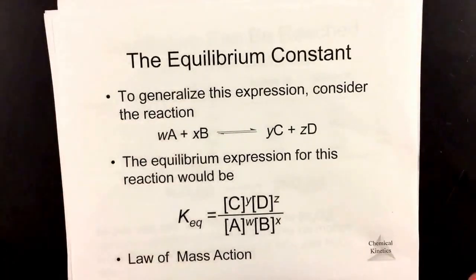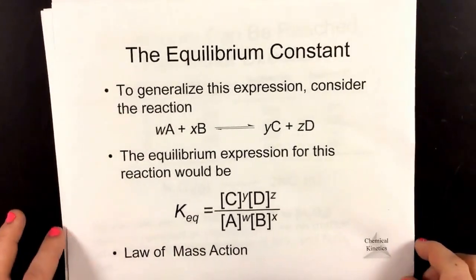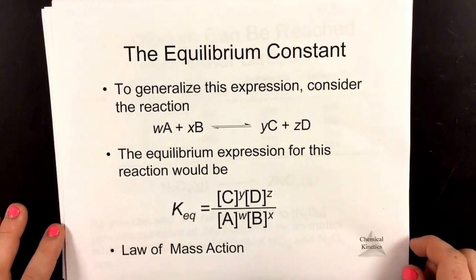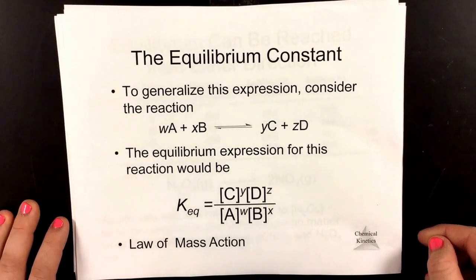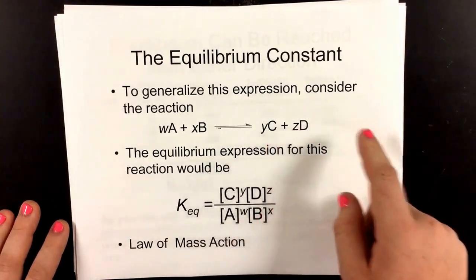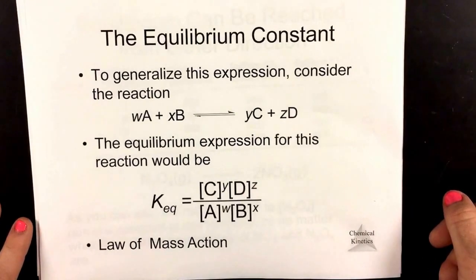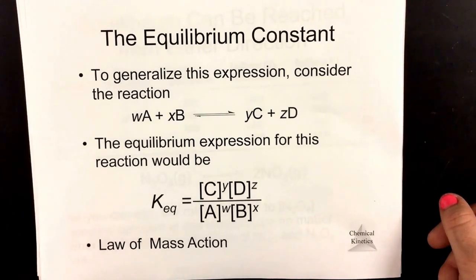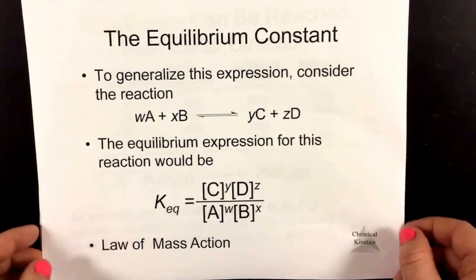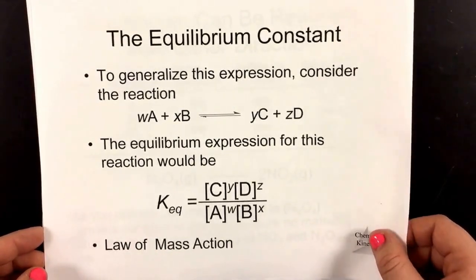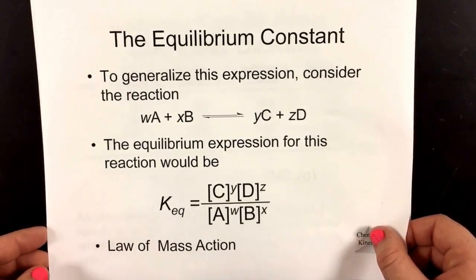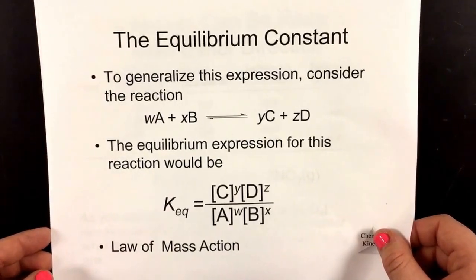So, the equilibrium constant is represented as KEQ, and it's a ratio of products over reactants raised to their stoichiometric coefficients. As seen below, C and D are the products, so they're in the numerator of the fraction, and they're both raised to their stoichiometric coefficients, and also A and B are the reactants, so they're in the denominator, also raised to their stoichiometric coefficients. Also, the equilibrium constant is known as the law of mass action.